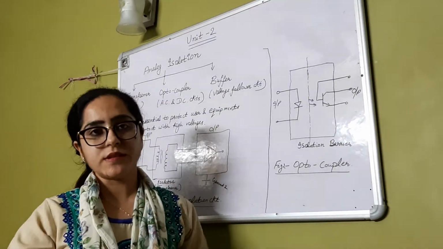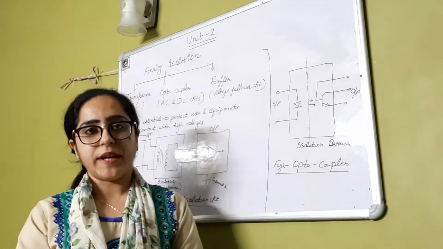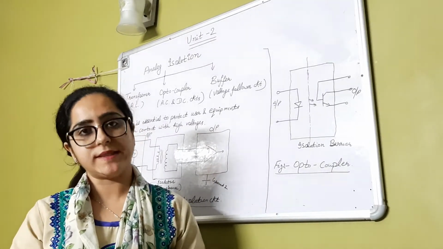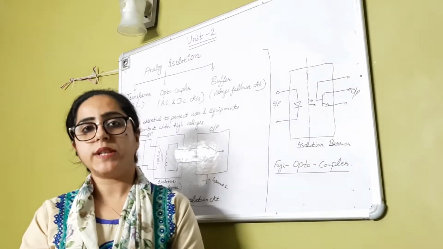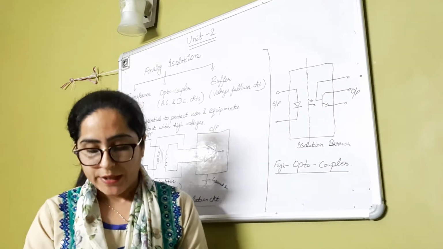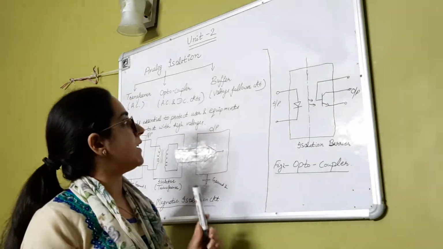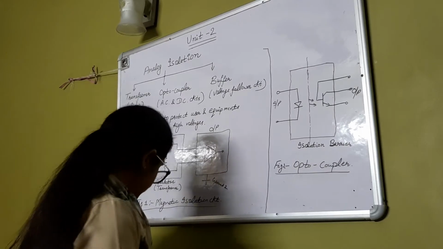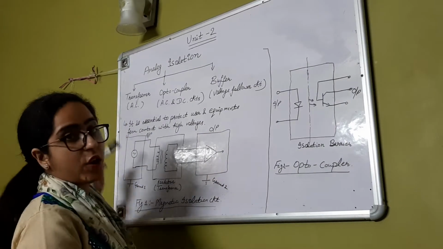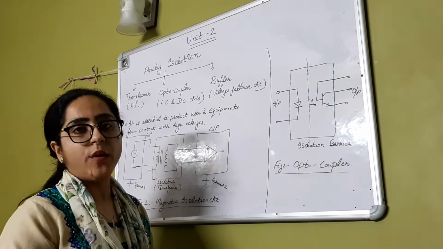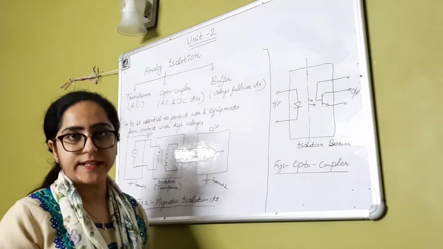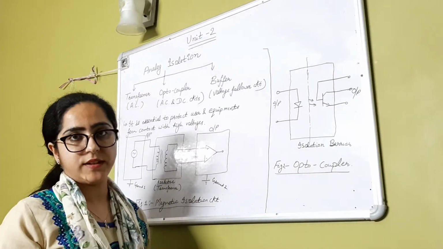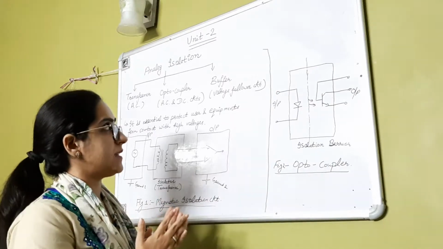Good evening, students. This lecture is a continuation of the previous lecture, which was about analog input output. As we've covered analog input output, the next part is analog isolation. Now, for what purpose is isolation needed? What is the need of isolation? First, we have to understand this thing.